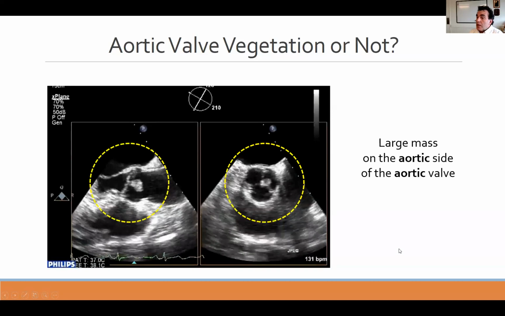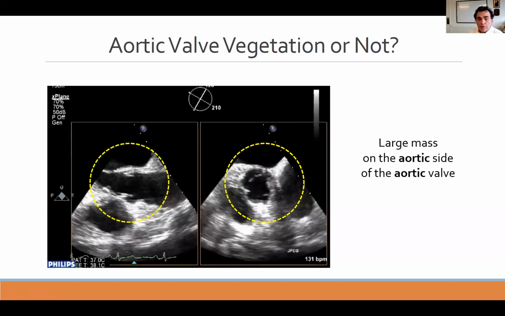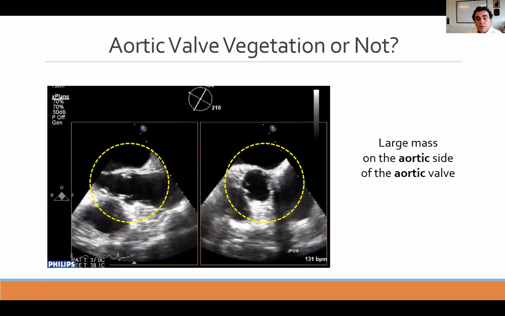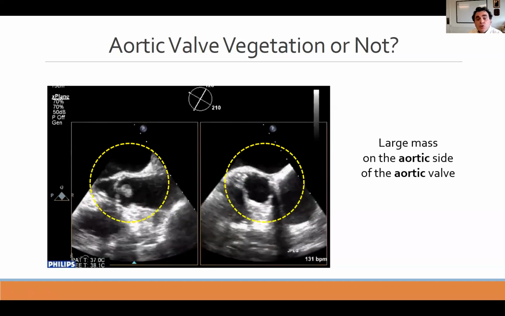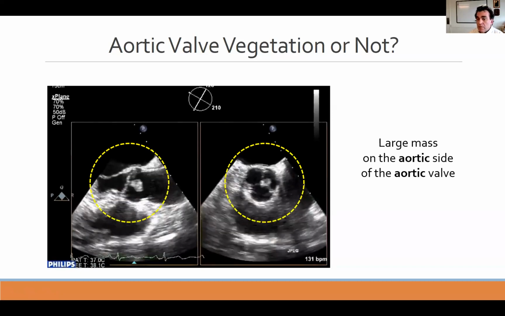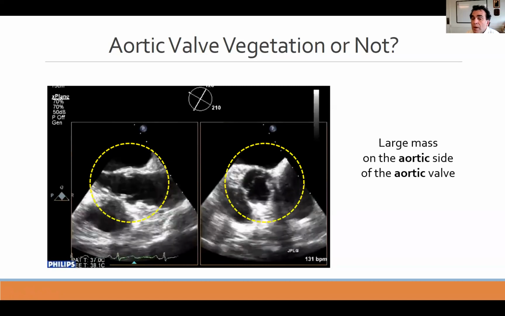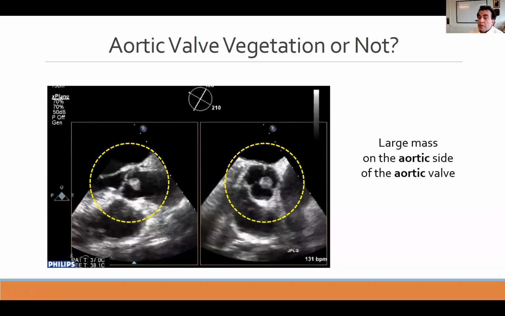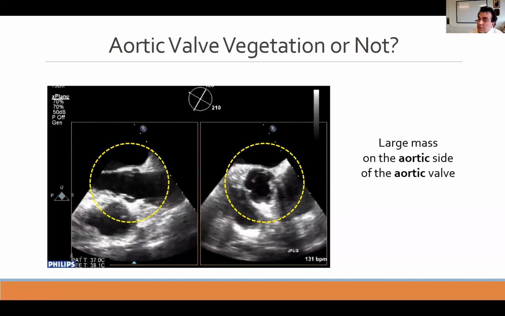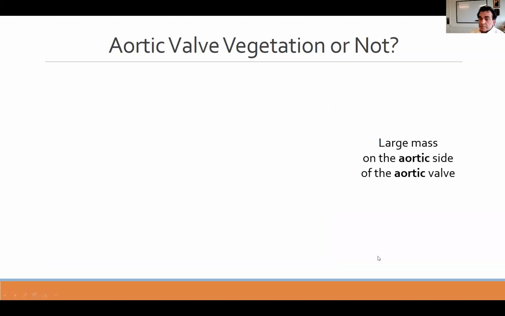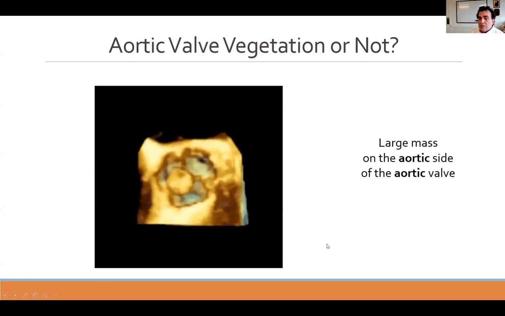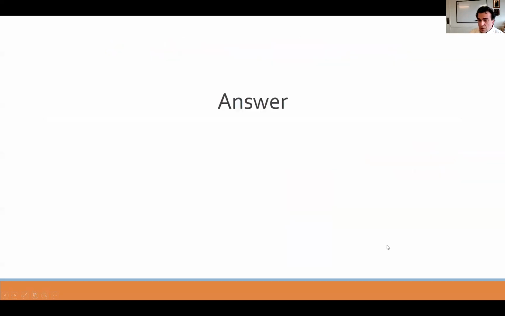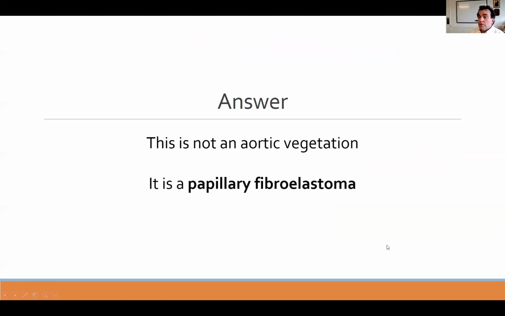Large mass on the aortic side of the aortic valve. As we just discussed, the vegetations on the aortic valve tend to be on the ventricular side of the valve. So now we have a large mobile echo density on the opposite side of the aortic valve, on the aortic side. That makes vegetation less likely. The characteristic appearance of this lesion is that of a papillary fibroelastoma. So this is not an aortic vegetation, it's a papillary fibroelastoma.